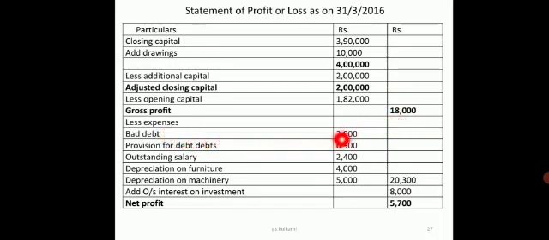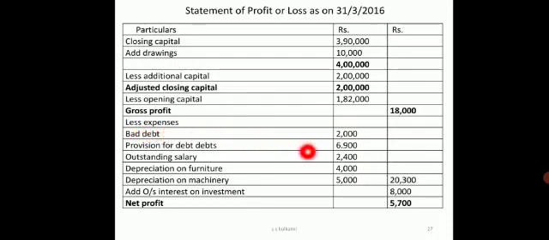Bad debts already calculated, 2 lakhs. Now provision for doubtful debts. From the total debtors, I will minus 2,000 and on that, 6,900 will be deducted. Then I have outstanding salary 2,400. Furniture is 4,000. Depreciation on machinery is 5,000. Total expenses amount to 20,300. So I repeat, all expenses have to be deducted.